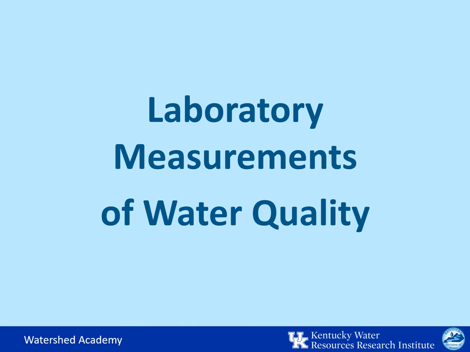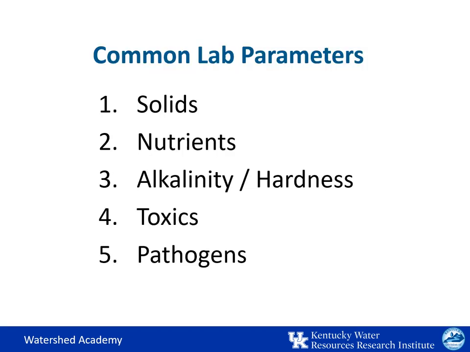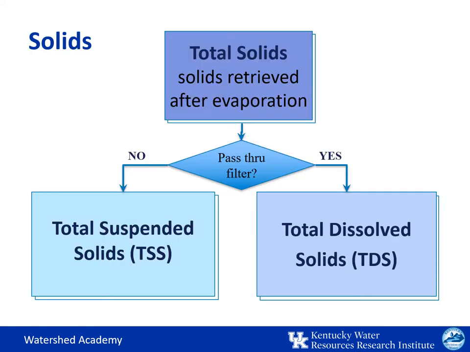So with that brief summary of some of the field parameters, let's now turn to laboratory measurements of water quality. We want to give an overview of some of the common lab parameters, including solids, nutrients, alkalinity, toxics, and pathogens. When it comes to measuring solids in the water column, three tests are typically utilized: total solids, total suspended solids, and total dissolved solids. All work in a similar manner.